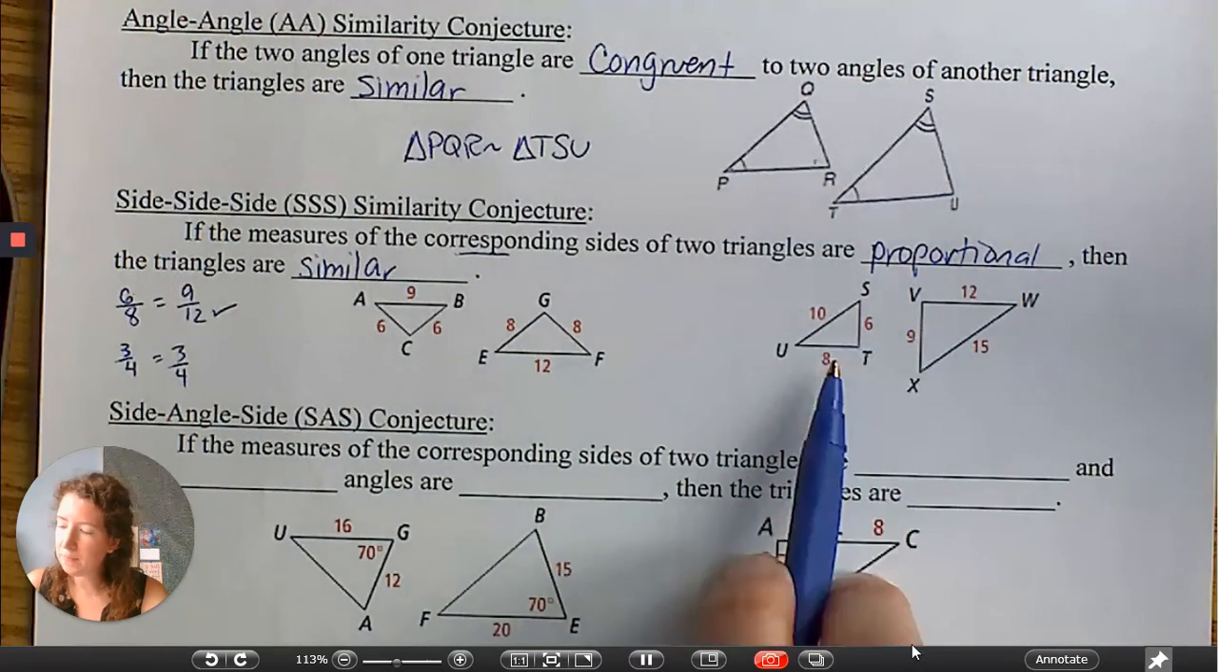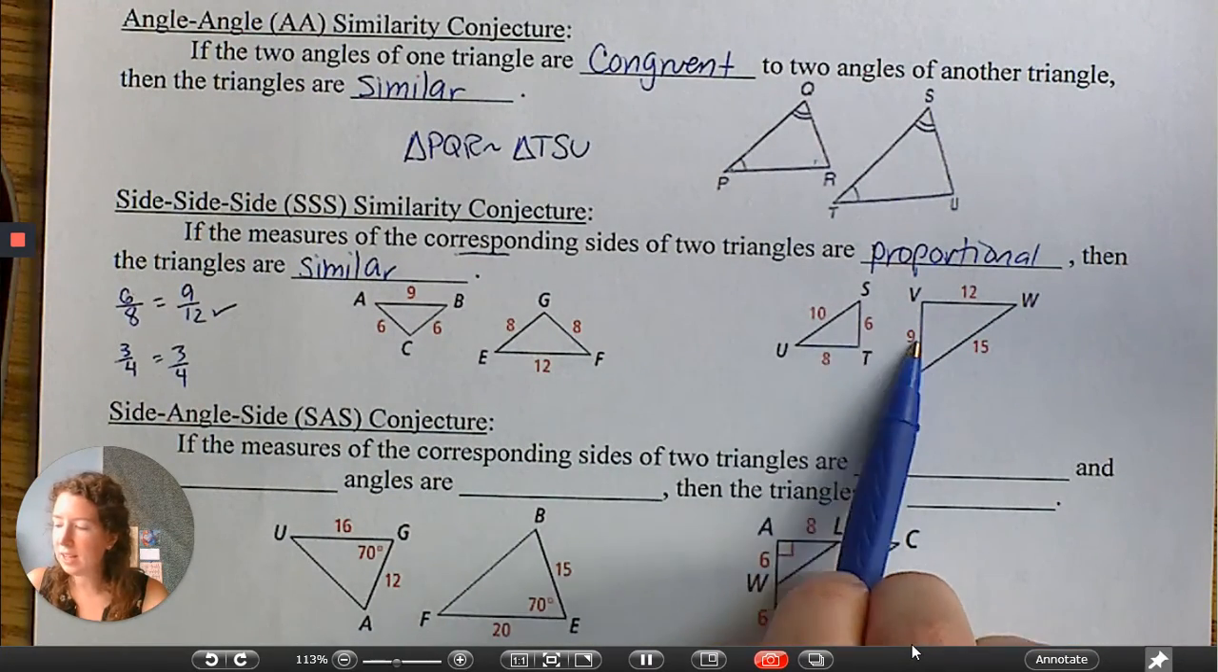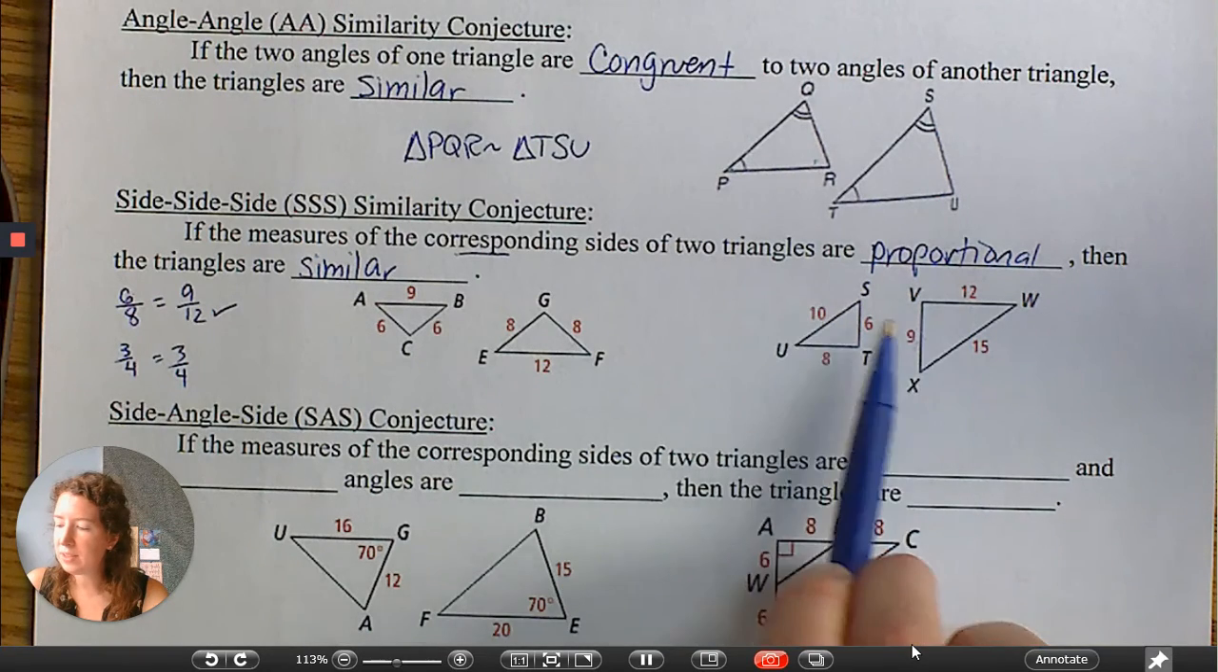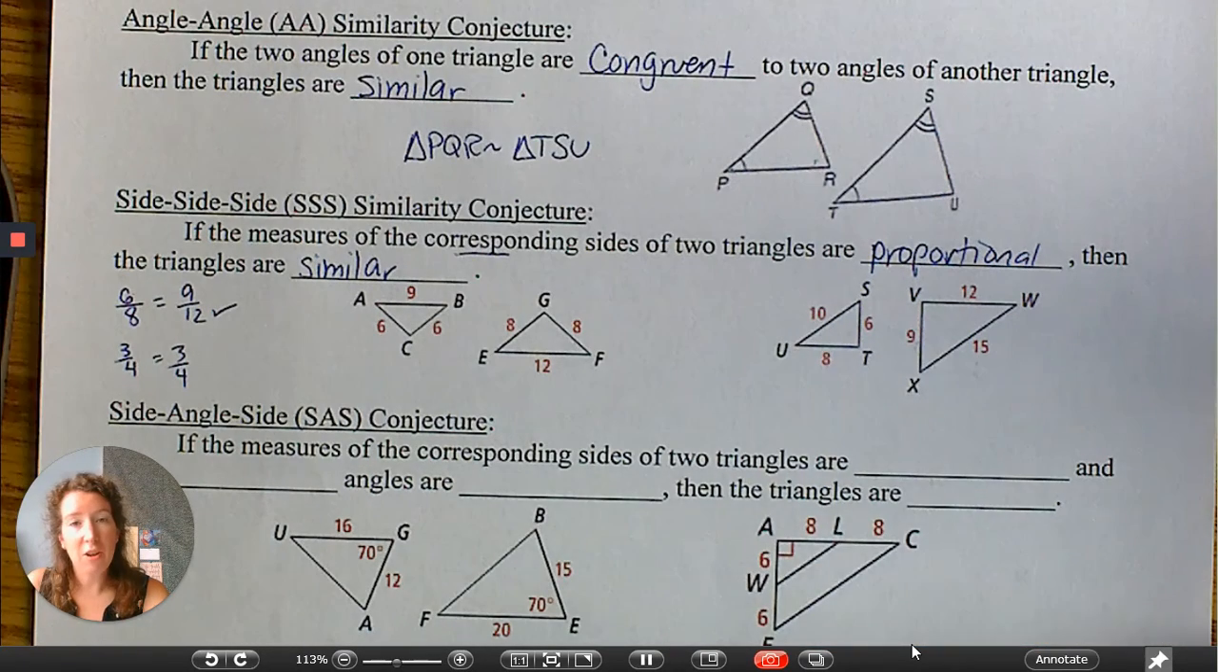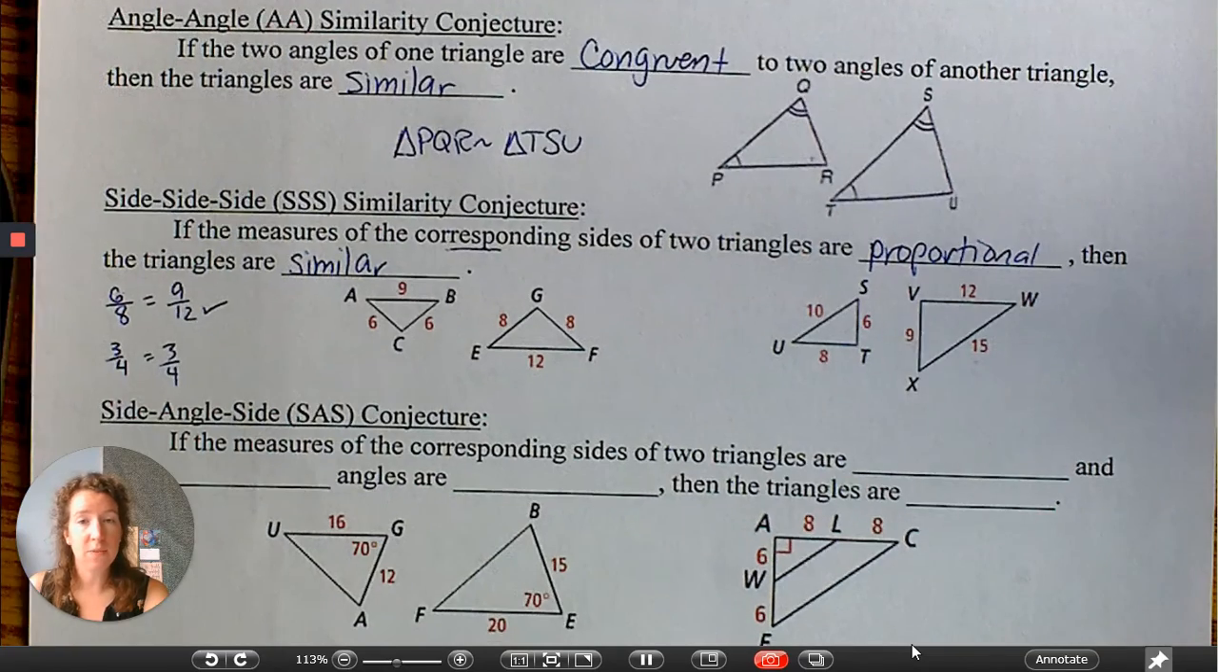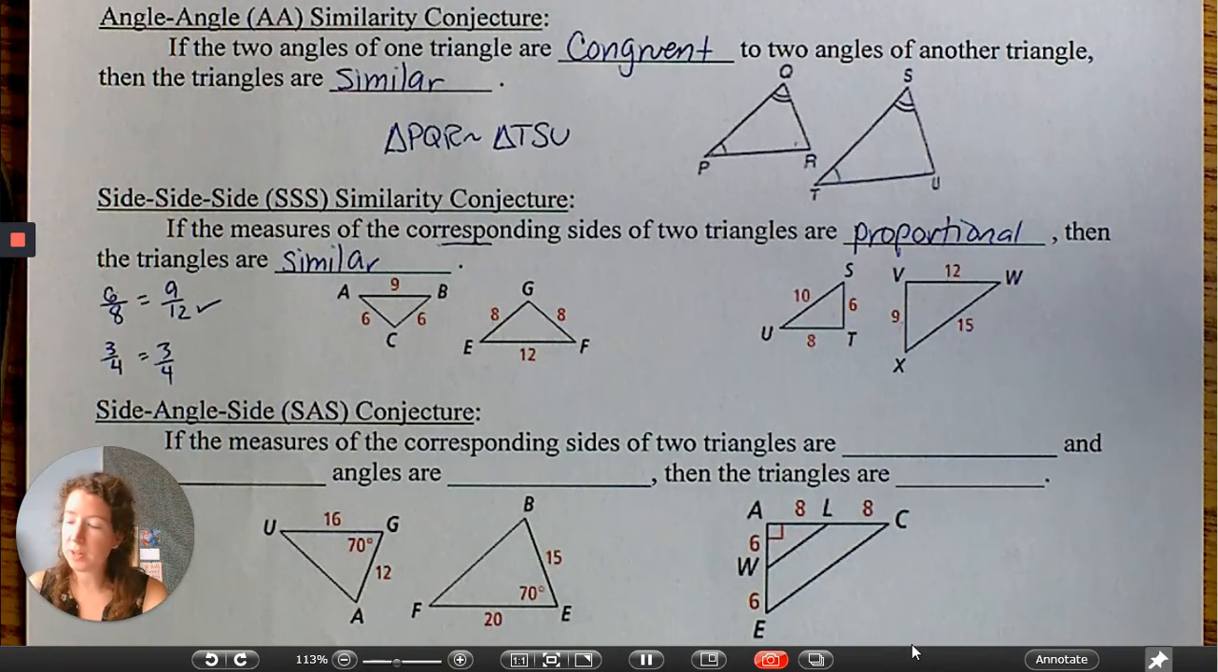Same deal over here. You can compare 6 to 9, 8 to 12, 10 to 15. They all simplify down to 2/3, so they have the same proportion. So again, these two triangles are similar because of side-side-side similarity. Notice how I don't know anything about the angles, but that's okay. As long as I know all three sides, I'm good to go.